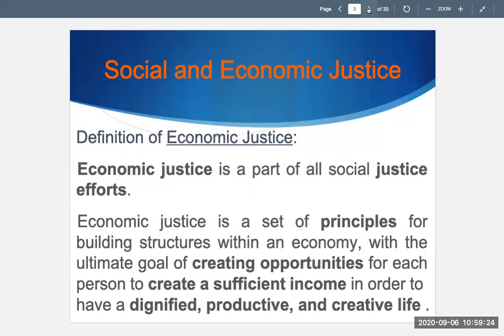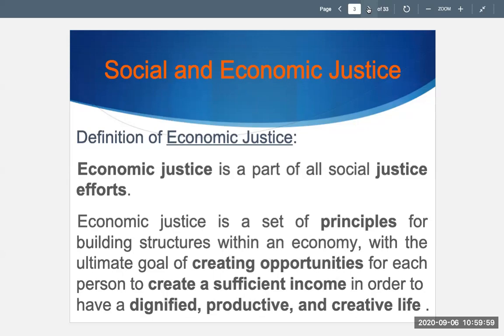So then taking a look at economic justice, this is sort of a subpart of our social justice definition. It's incorporated into all of our social justice work because economic justice is, again, a set of principles for building structures within an economy with the ultimate goal of creating opportunities for each person to create a sufficient income in order to have a dignified, productive, and creative life.